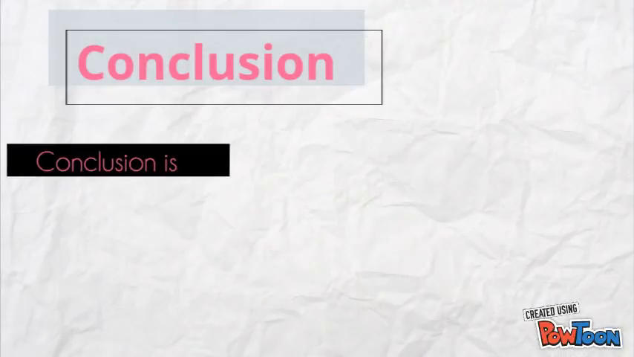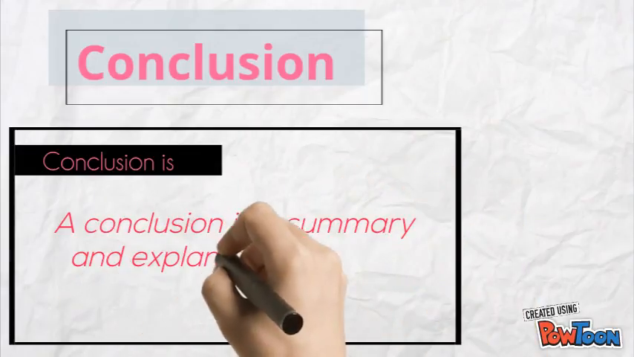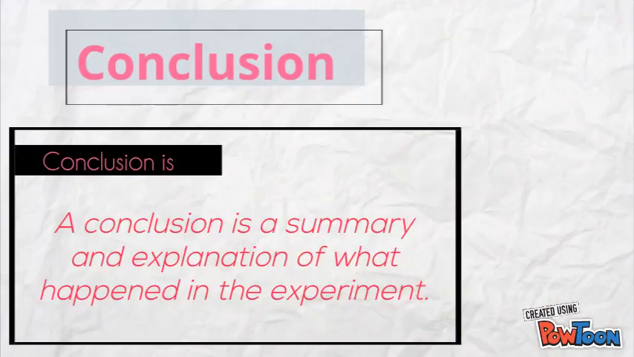A conclusion is a summary or explanation of what happened in the experiment. It must include whether your hypothesis was correct. If it wasn't, why? Do you have to change something and do it again? And whether your data is understandable for everyone.